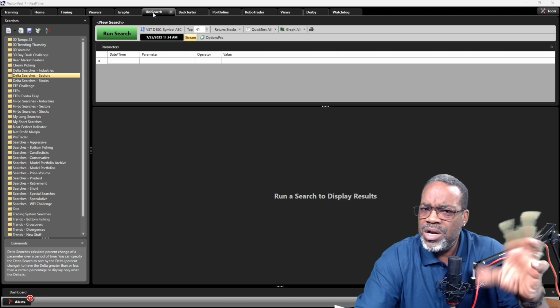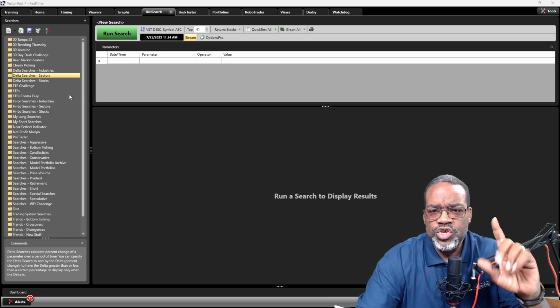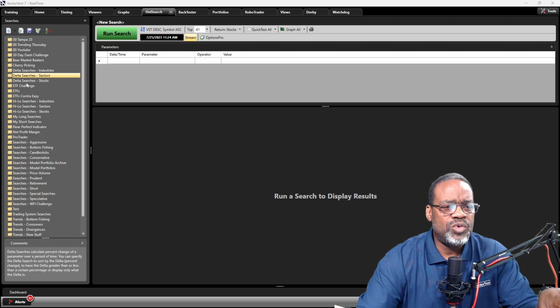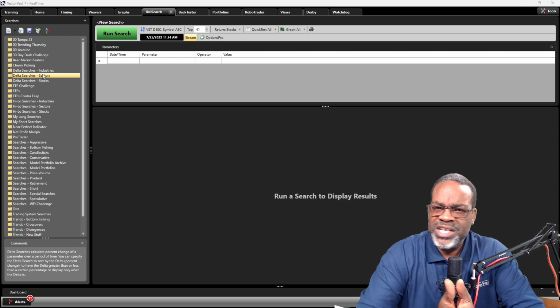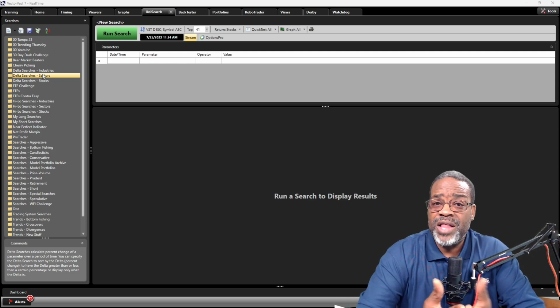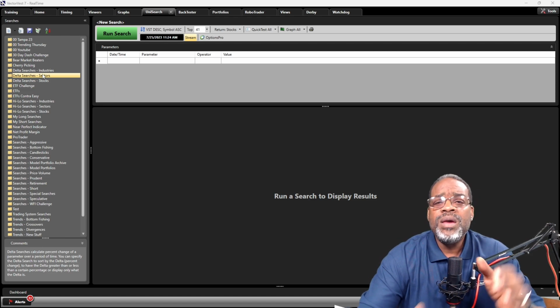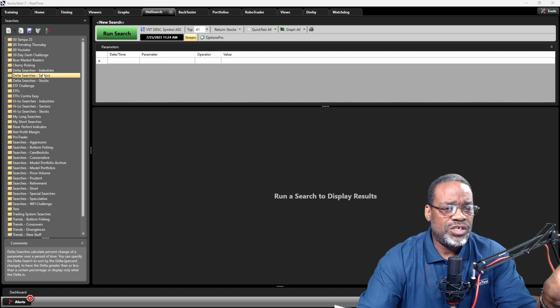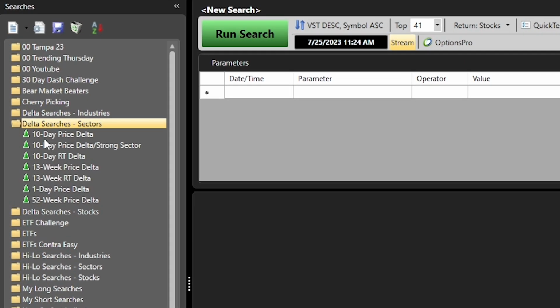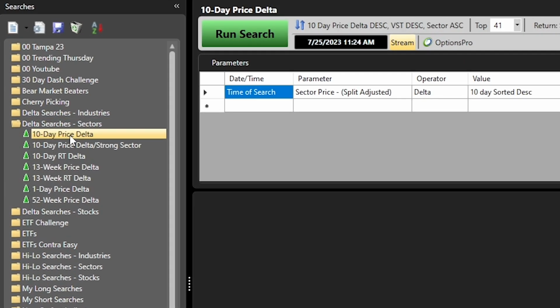So I'm in our Unisearch tool, which we did in our stock picking technique number 2. We're going to go back to that. I'm going to use something that's built into the system called Delta Searches Sectors. What is a delta? A delta is a percentage change. It's a Greek terminology, and we use it in options as well. But it's a percentage change. And what we're looking for in this search, as we open it up, I'm going to look for a 10-day price delta. And it's going to be on sectors. All right, sector price split adjusted. The delta is the percentage change.